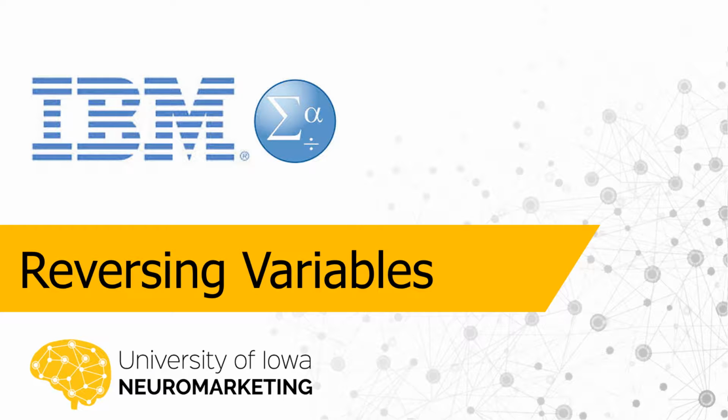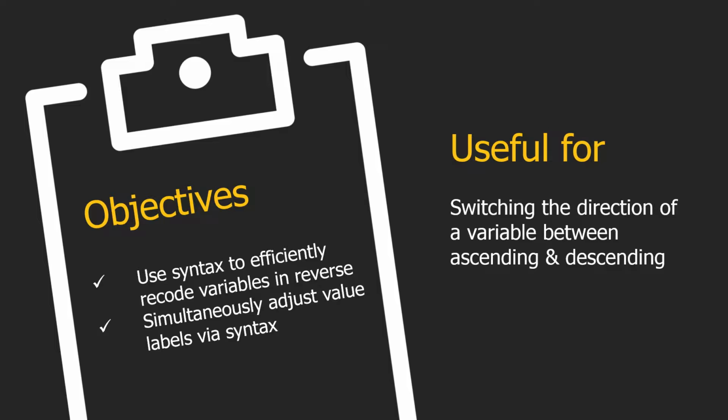My name is Ryan Crockett, and I'm going to explain and demonstrate how to reverse variables in SPSS. In this video, I'm going to show you how to quickly and easily reverse the variables via syntax. This is useful for when you want to switch the direction from ascending to descending, or better known as from worst to best, changing it to best to worst.